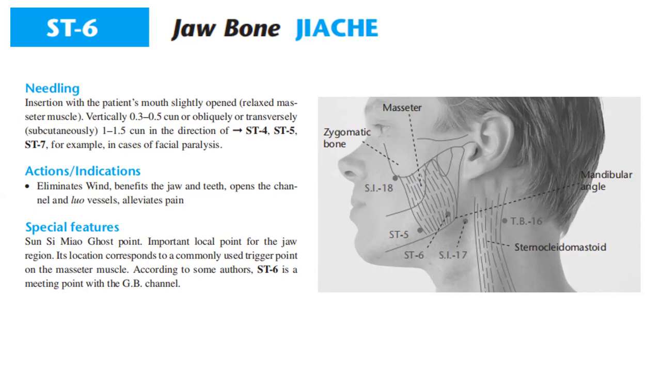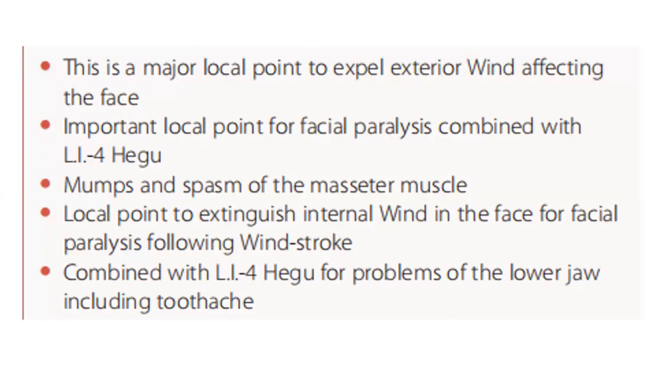Special features: Sun Si Miao ghost point, an important local point for the jaw region. Its location corresponds to a commonly used trigger point on the masseter muscle. According to some authors, Stomach 6 is a meeting point with the GB channel. Stomach 6 is a major local point to expel exterior wind affecting the face. Important local point for facial paralysis, combined with LI4.